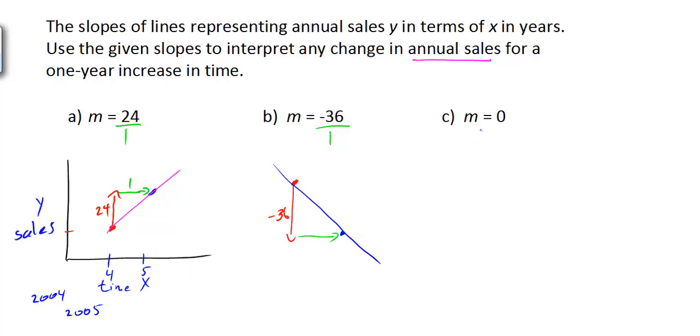Now, what's going to happen if we have a slope of 0? Well, that means there's no increase in the sales. So if we go from one point to the next, the run is understood to be over 1, but now we're not going to go up at all. We're just going to simply go to the right 1 unit. So therefore, is there any change in these annual sales? And again, the answer is no. That just means that from whatever year to the next year, there's no change in sales.